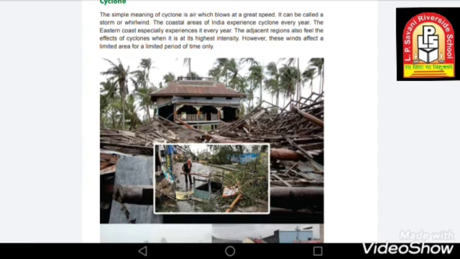Cyclone is basically a very high amount of wind blowing at a great speed, and this mostly comes in coastal areas, and in India, the coastal areas experience cyclones every year, right? And this wind affects a limited area for a limited period of time. So the winds do not come in many parts, but in a limited area and for a limited time period.